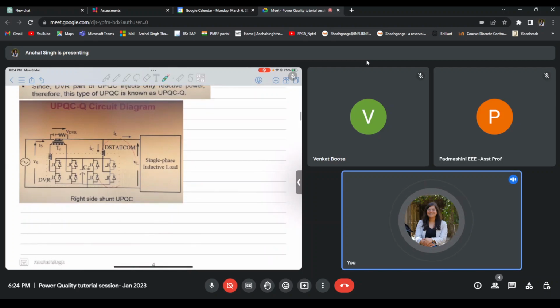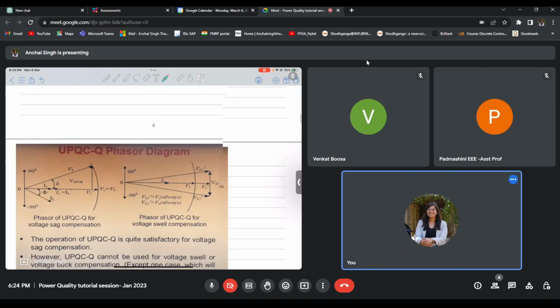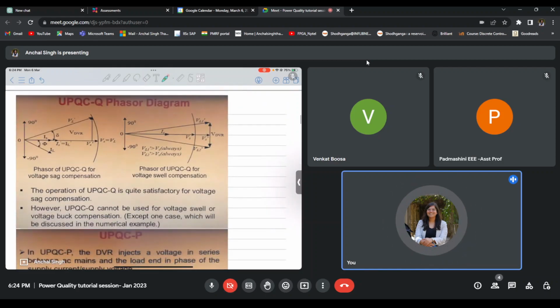So this is the structure. This is the circuit diagram of UPQC-Q. This is again a single phase circuit, and it is right shunt because the STATCOM is present on the right hand side. Now, let us look at the phasor diagrams.